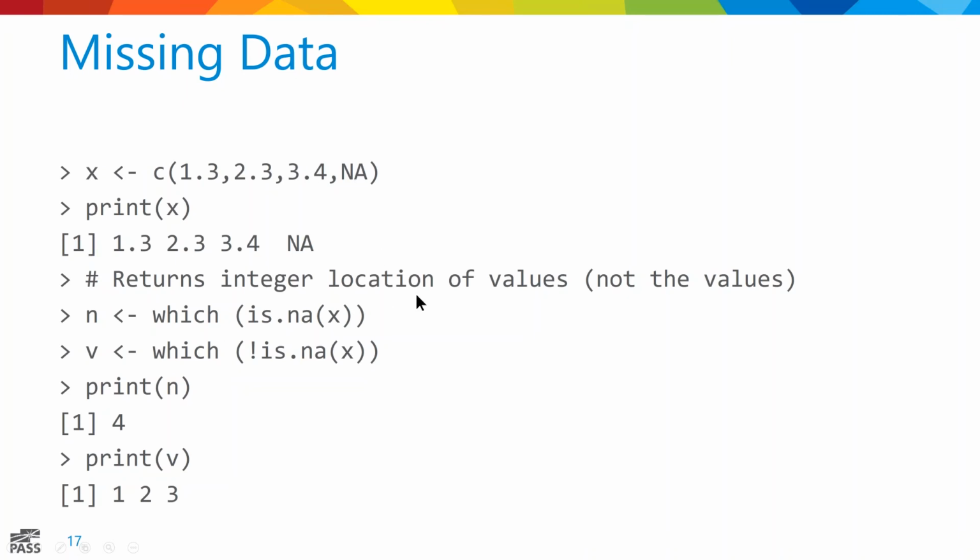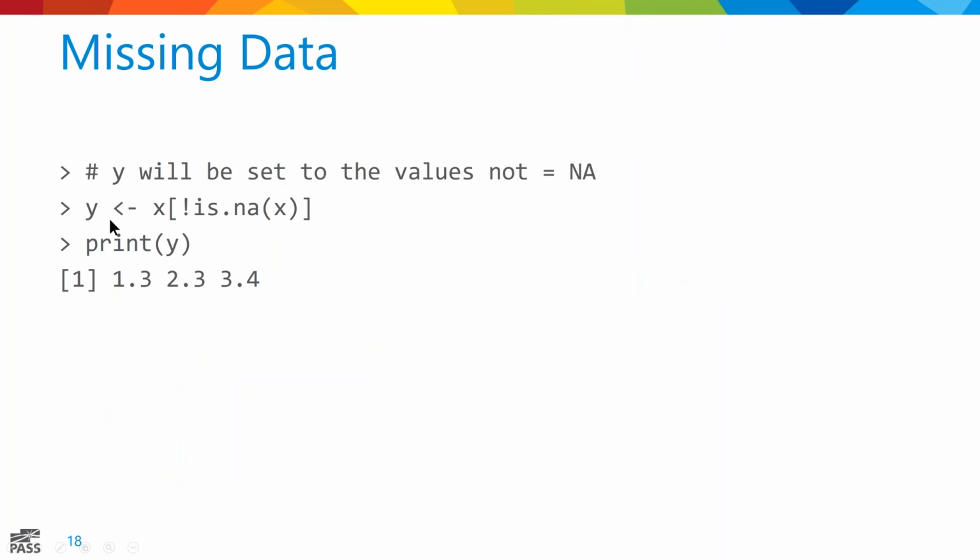So if I want to return the location of the values that are in A, I can use the switch function and say is in A.x. I'm going to set that to n, and I'm going to use v, and then I can do the exact same thing, but this time I'm going to negate the is in A function. So what that does is going to give me all the values that are not in A, right? And so when I do this n and I print n, I get 4. And that's because position 4 is in A. And if I print v, I get 1, 2, 3. That's because positions 1, 2, and 3 are not in A.